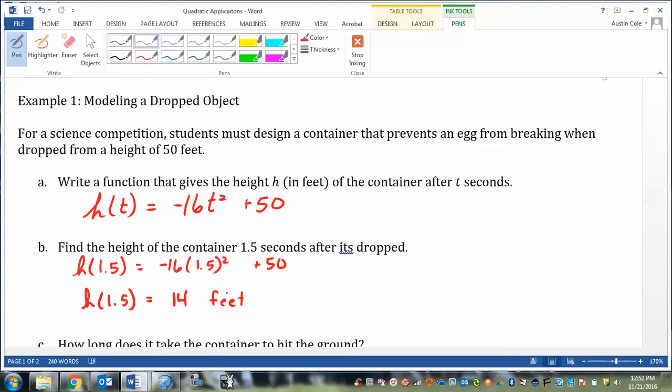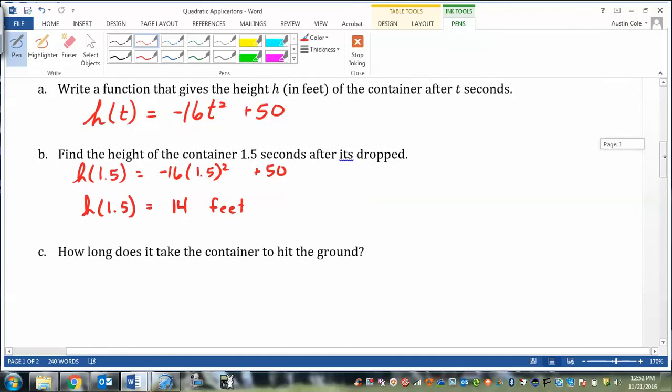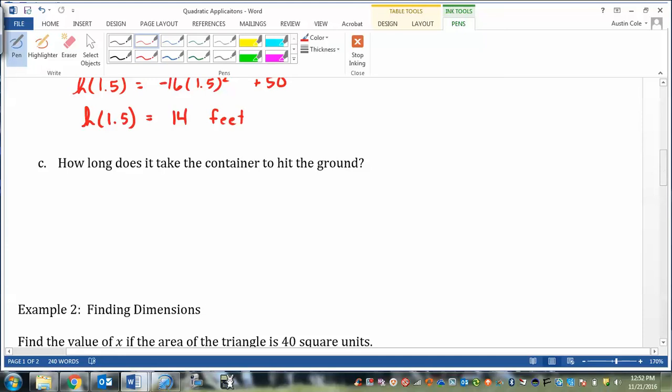Again, 1.5 squared, you get 2.25. Times negative 16, hit enter, and then add 50. I think you should get 14 there. Any questions there? You agree with me, James? Yeah. Perfect. Now the next part says, how long does it take the container to hit the ground?